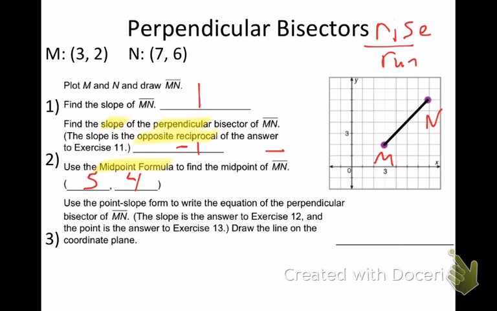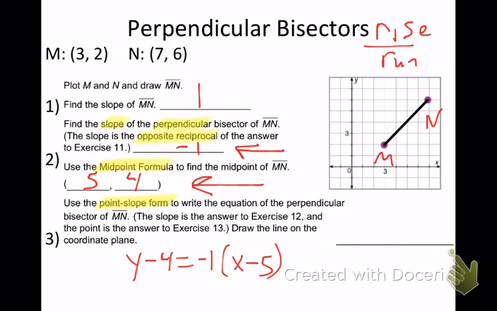Okay, now what I'm going to do is put this all together. I'm going to take my perpendicular slope and my midpoint and put it into point slope form. Who thinks they got that? Read what you got. Y minus 4 equals negative 1, parentheses, X minus 5. Yep, it's negative 1 because it's that perpendicular slope. Is that how we leave it?